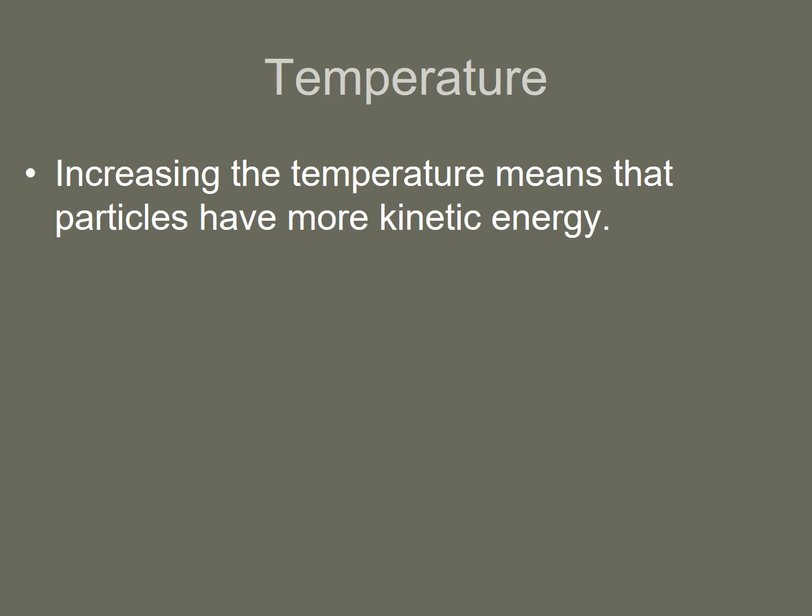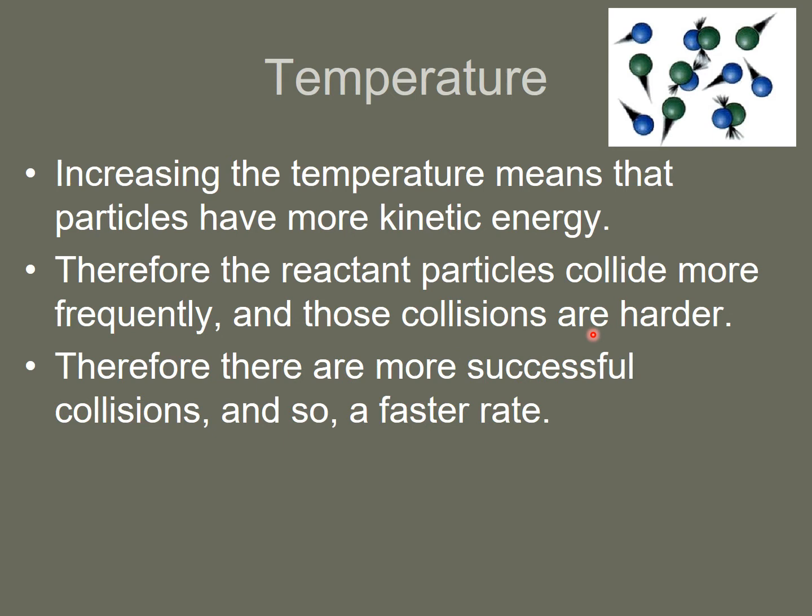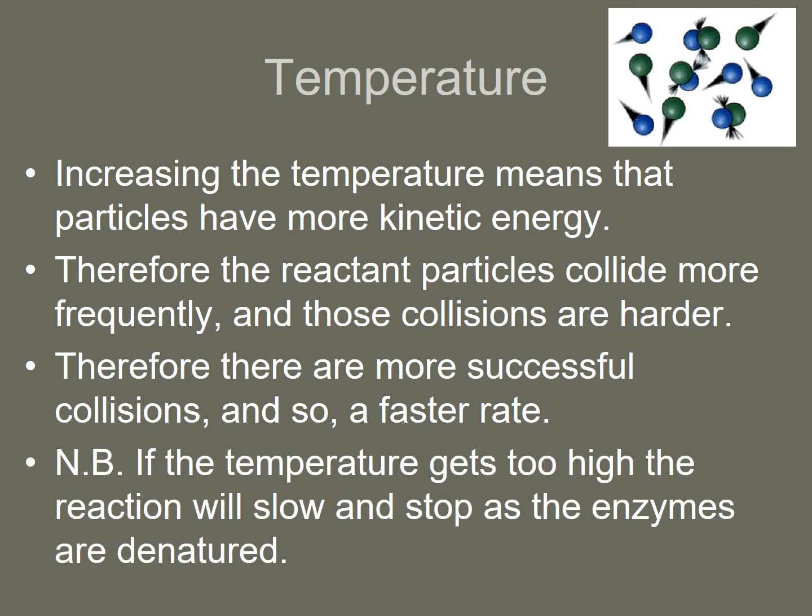So we summarize that in a reaction by talking about the fact that the particles are going to collide more frequently, and in particular those collisions are going to be harder. So we can use a particular phrase, which is that there are more successful collisions, and so therefore there is going to be a faster rate of photosynthesis in this case. So up here we can see that representation. So we'd have our carbon dioxide and our water molecules, and we can see that they need to collide together in order for that reaction to happen.